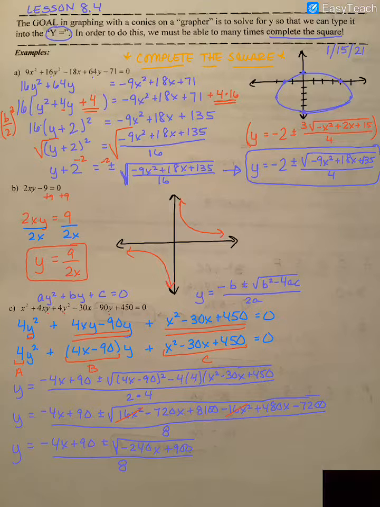Okay. At this point, you definitely have a graphable equation. So that is a decent stopping point that you could use.